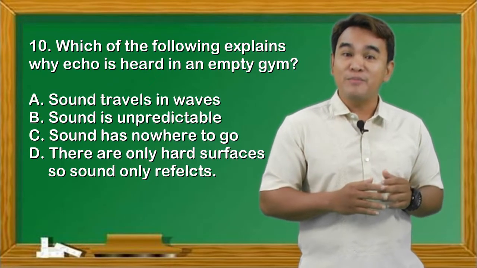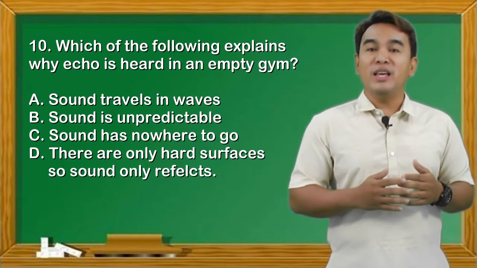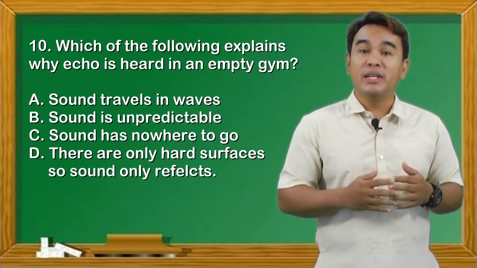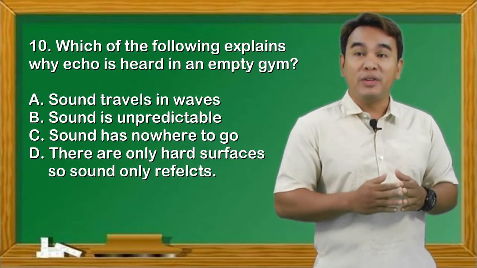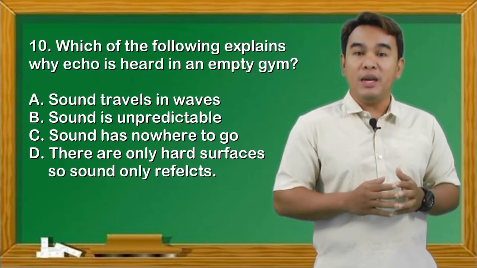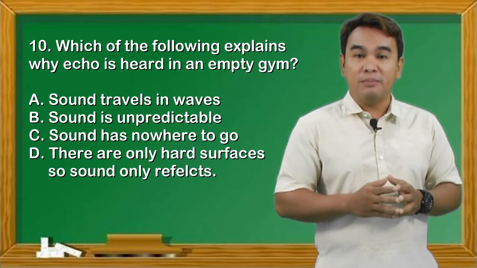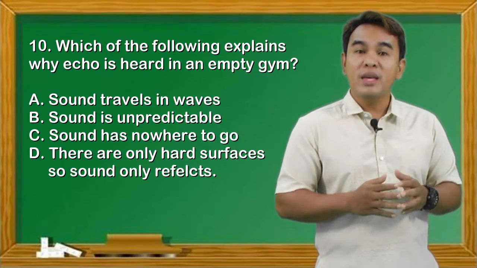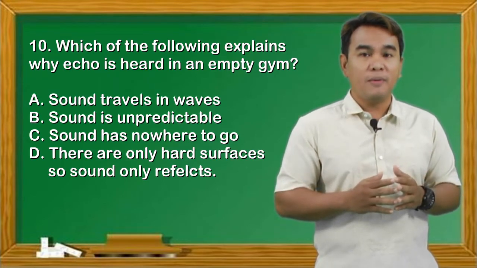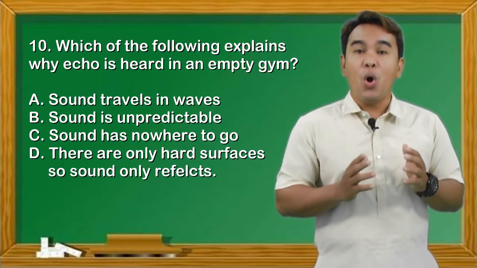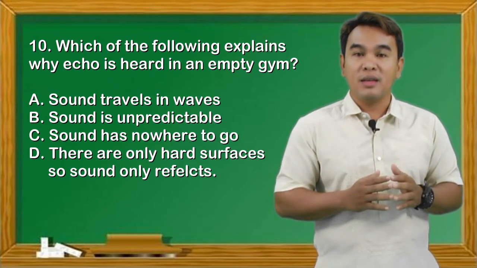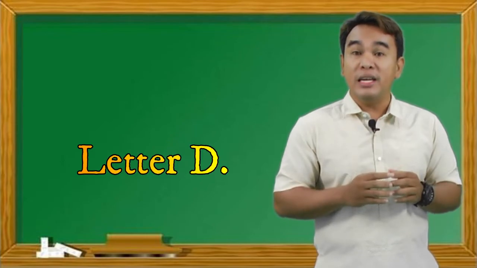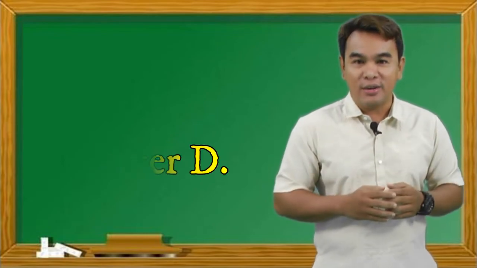Number 10. Which of the following explains why echo is heard in an empty gym? Letter A, sound travels in waves. Letter B, sound is unpredictable. Letter C, sound has nowhere to go. Or letter D, there are only hard surfaces, so sound only reflects. If your answer is letter D, you are exactly correct.